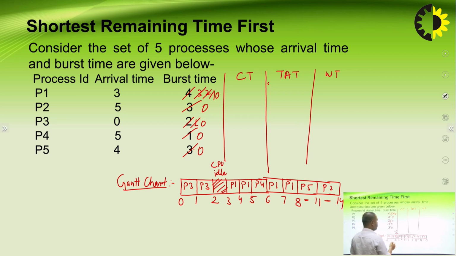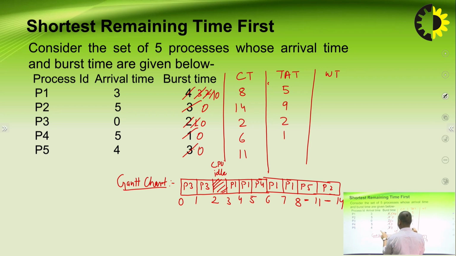So the completion times are: P1 is 8, P2 14, P3 2, P4 6, and P5 11. This is the completion time of all the processes. So TAT = CT minus AT: 8 minus 3 is 5, 14 minus 5 is 9, 2 minus 0 is 2, 6 minus 5 is 1, 11 minus 4 is 7.